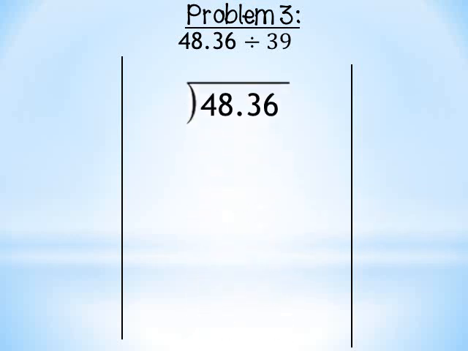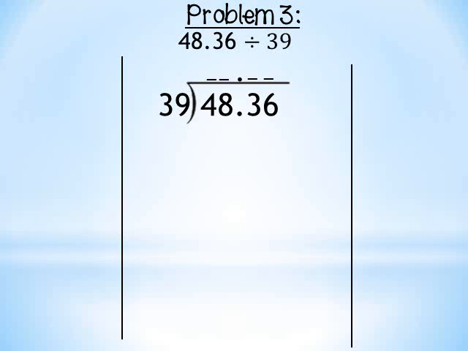Problem number 3. Let's go ahead and set this garage up. It's 48.36 divided by 39. 48 and 36 hundredths divided by 39. Let's go ahead and set it up. In the garage is 48.36. 39 is on the outside. I set up my quotient with line, line, decimal, line, line.